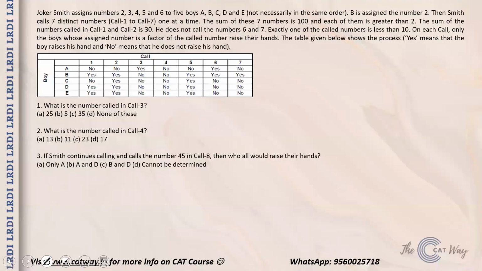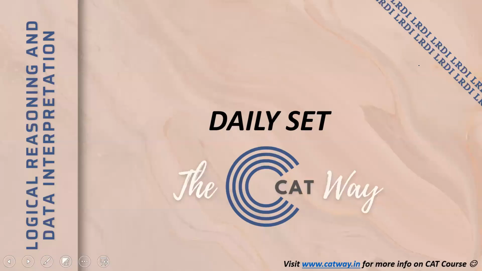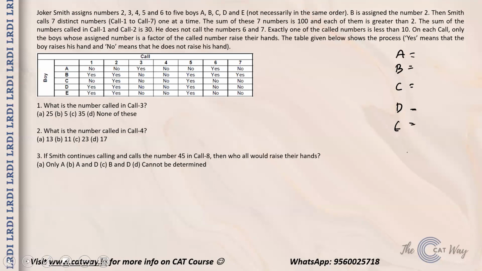Now what we have today is that Joker Smith assigns numbers 2, 3, 4, 5, 6 to 5 boys A, B, C, D and E, not necessarily in the same order. B is assigned the number 2. So we have 5 boys who have been assigned different numbers among 2, 3, 4, 5 and 6. What we also know is that B is assigned the number 2.